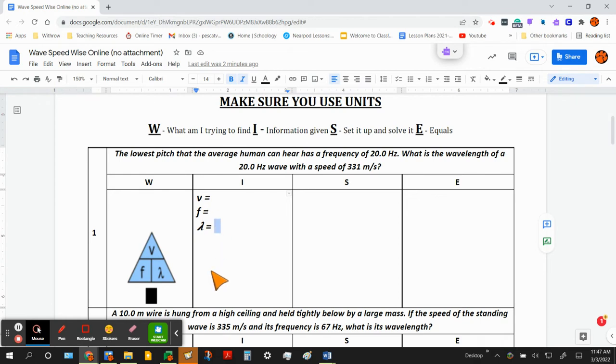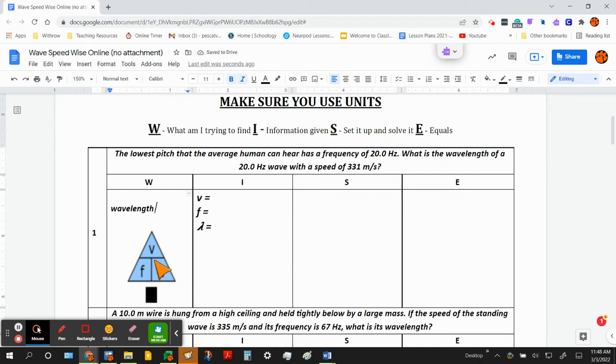So here's how it works. The question says, the lowest pitch that an average human can hear has a frequency of 20 hertz. What is the wavelength of a 20 hertz wave with a speed of 331 meters per second? Okay, so what you have to do is look for the question in the problem. So what is the wavelength is my question, okay? So what am I trying to solve for is the wavelength. So the wavelength goes in this box.